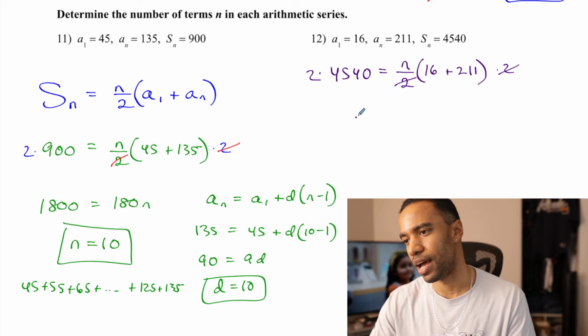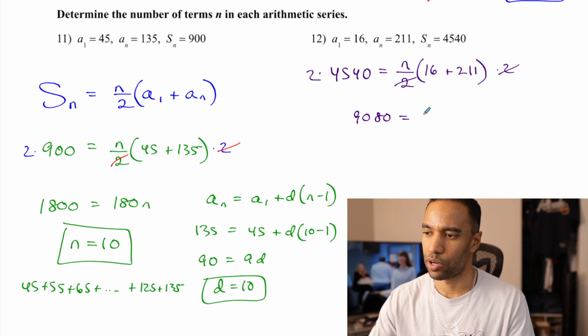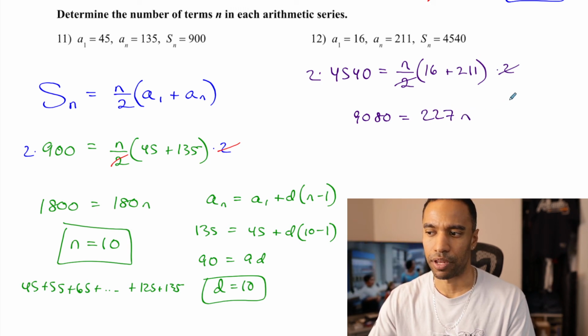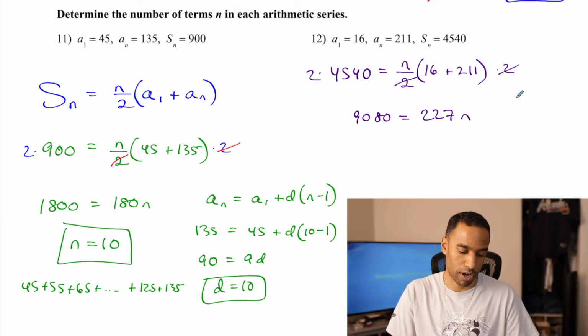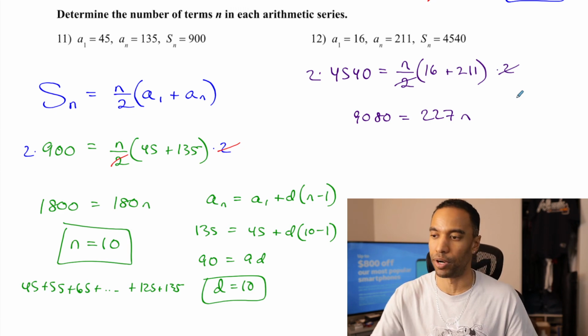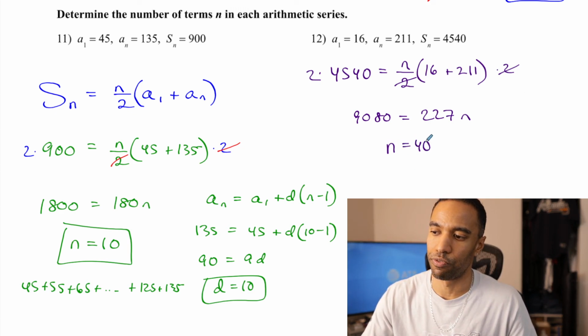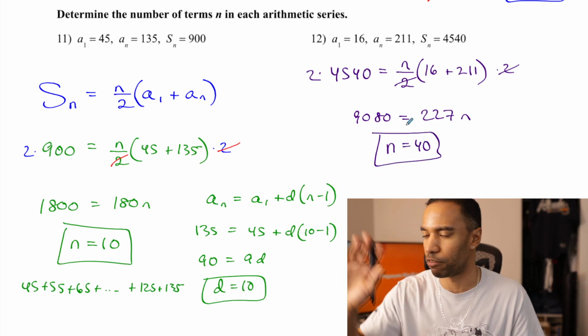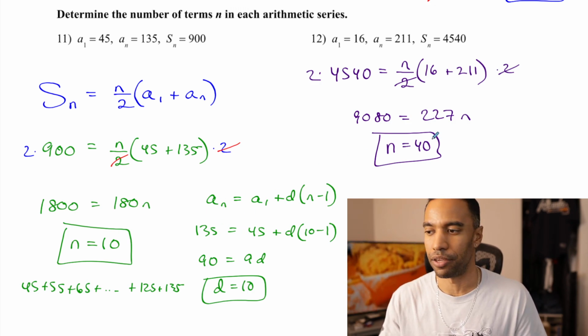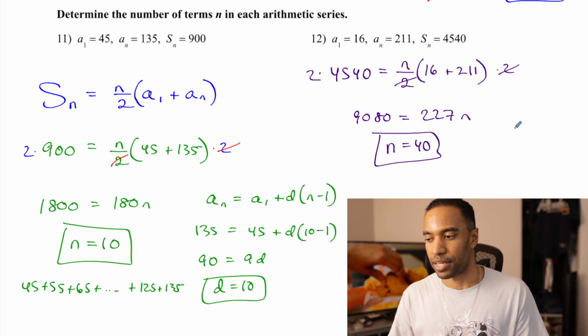And we'll get 9,080, I think, equals 227 times n. And I don't know that number. It looks like it'll hopefully be clean here. 9,080 divided by 227. I get 40. So we get n equals 40. There are 40 terms in between. I'm not going to find the common difference for you, but you see how you can do that there. And that's it. That's the end, guys.